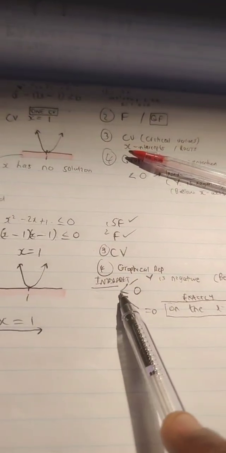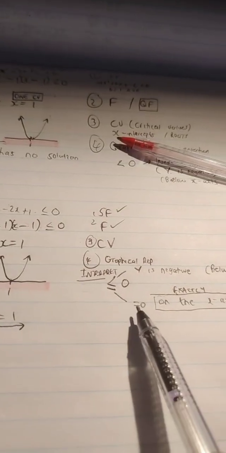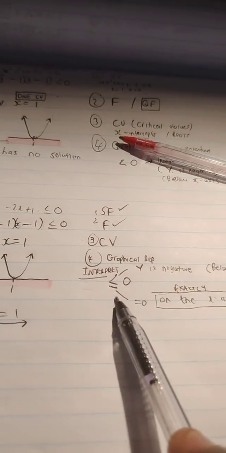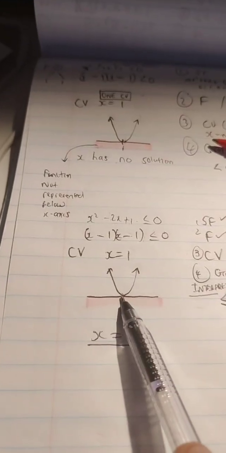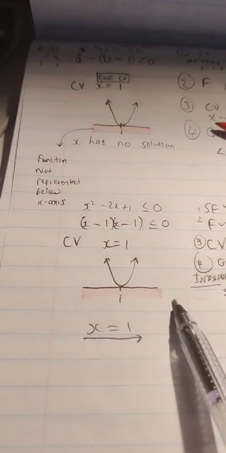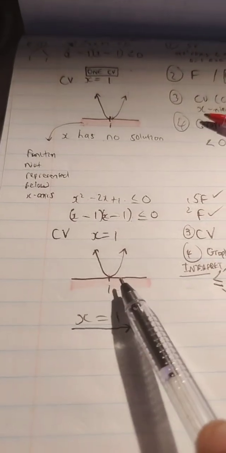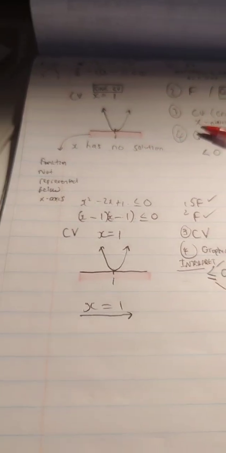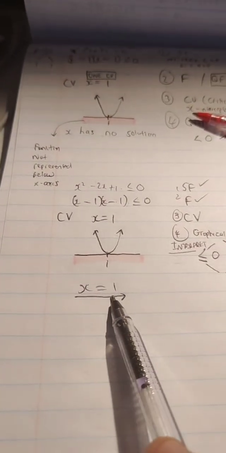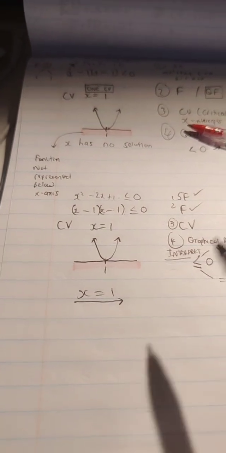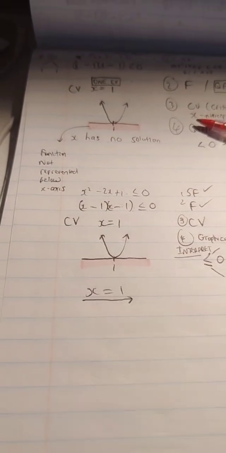Then I go to equal. Equal means equal to 0. What does that mean? It means on the x-axis. Do I see a place where the function is on the x-axis? Yes. Where? At 1. Therefore, my answer for equal to 0 is x is equal to 1. Because that's where the function is on the x-axis. So this is not higher grade. It's simply using the interpretation.